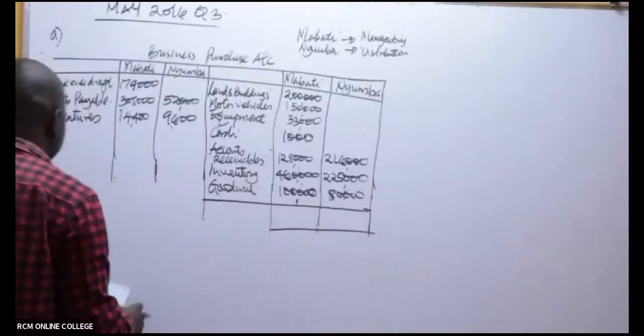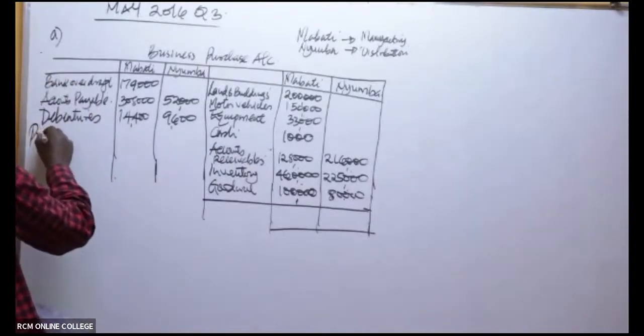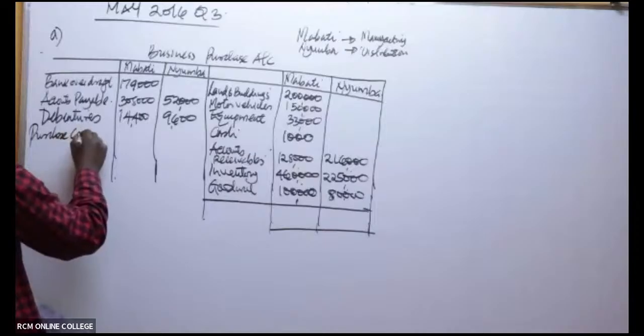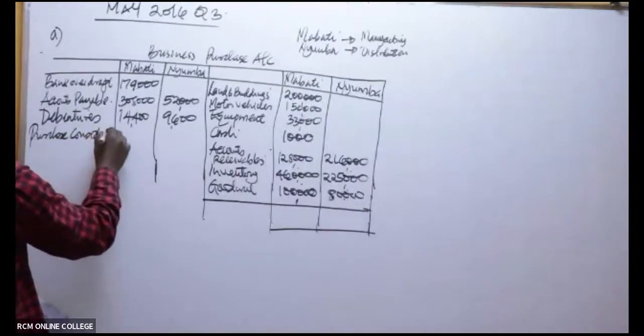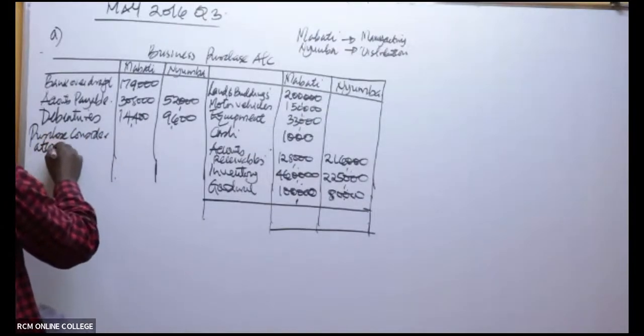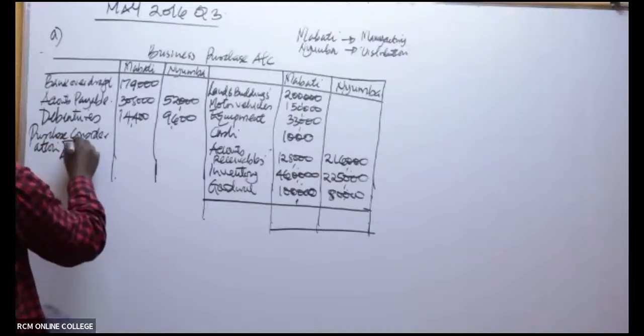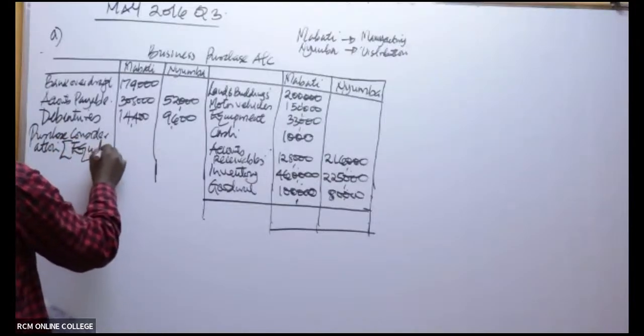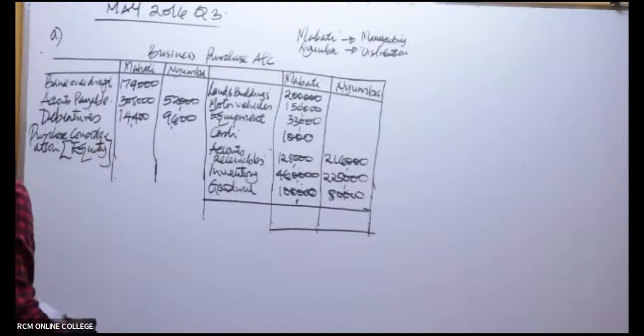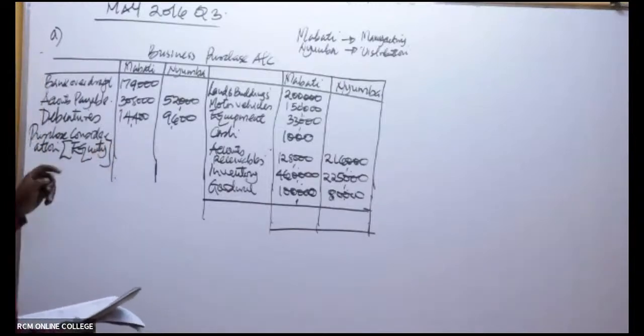Of course, now we say the balancing figure is the purchase consideration, which would be considered as the equity for the company. It is like the capital of the company that is now going to be formed. The balancing figure will be the purchase consideration.